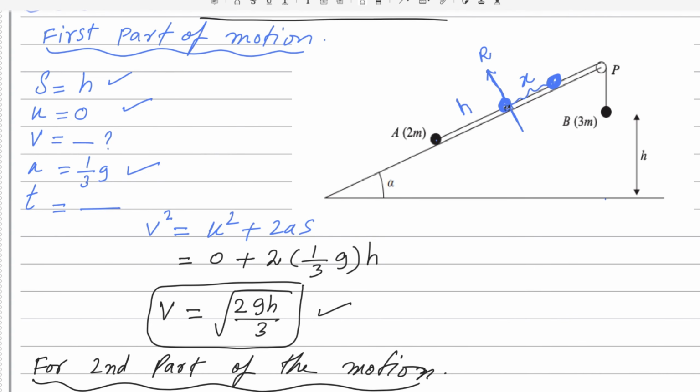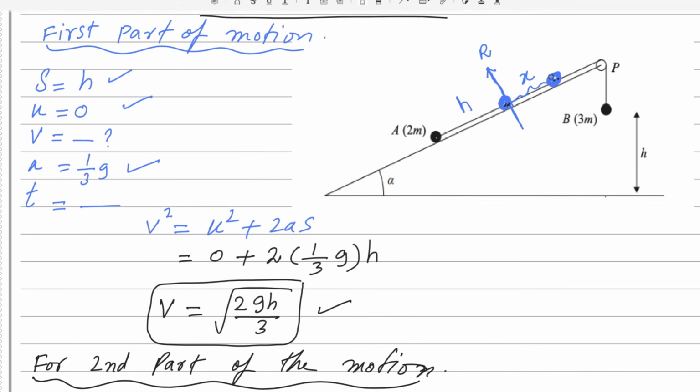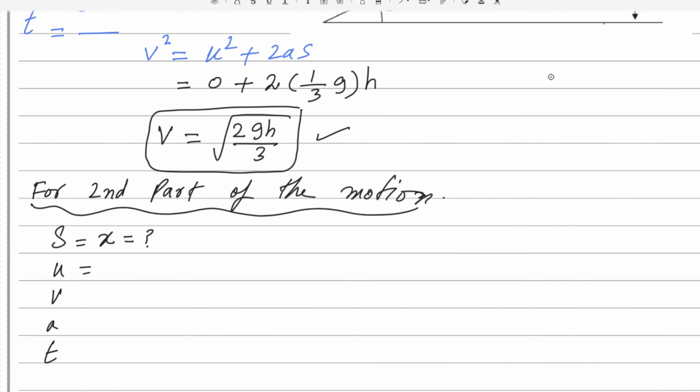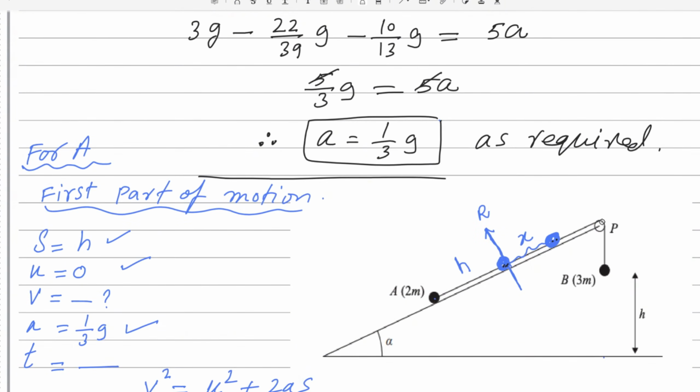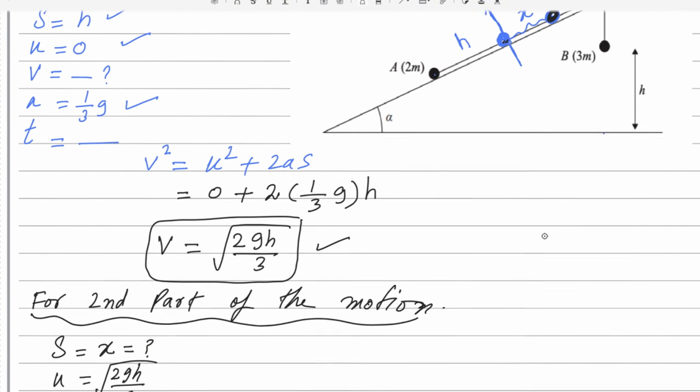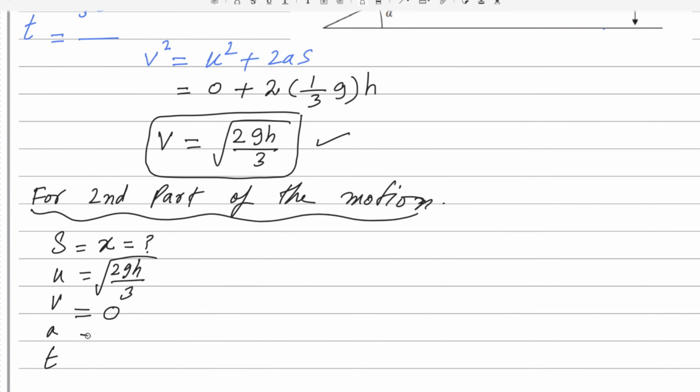So for this part of the motion, when it is covering x distance due to inertia, the initial speed will be the square root of 2gh over 3, and finally it will be 0. This particle is not reaching the pulley, so it will stop over here, and the final speed will be 0 at this position. And acceleration, we don't know this acceleration as well.